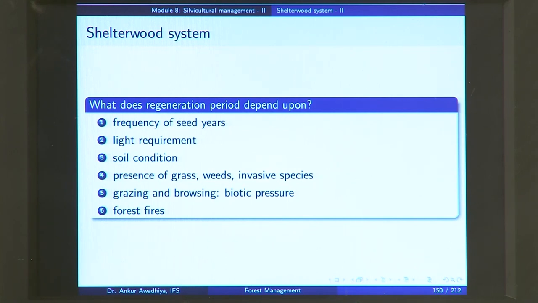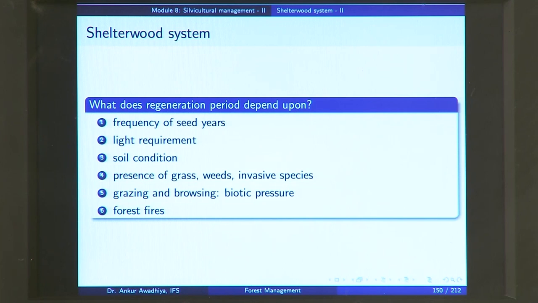So, we are providing them with a shelter, but then if this shelter reduces the amount of light, and if your species probably required a bit more amount of light, so it will take a bit more time to germinate and to become established. So, the light requirement also determines what is the regeneration period of this particular species at your particular site. It will also depend on the soil condition.